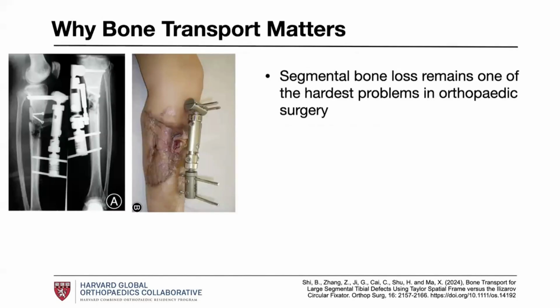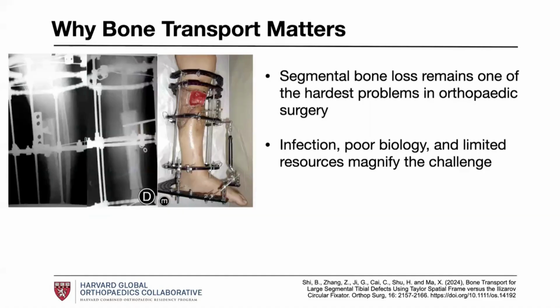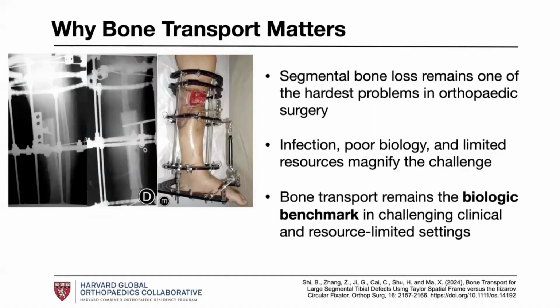Let's talk about why bone transport matters. Segmental bone loss is one of the most difficult problems that we face in orthopedic surgery. There's a high infection burden, poor host and local biology, and limited resources often magnify the challenge. Bone transport is the biological benchmark for these challenging clinical situations in resource limited settings and most other settings around the world, to be honest.